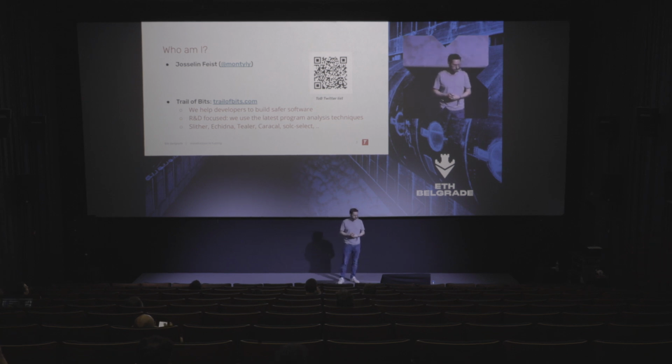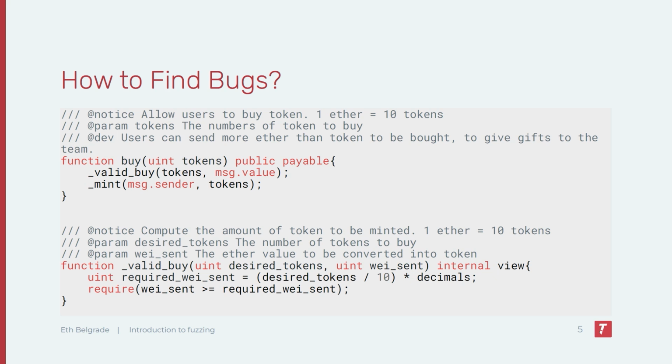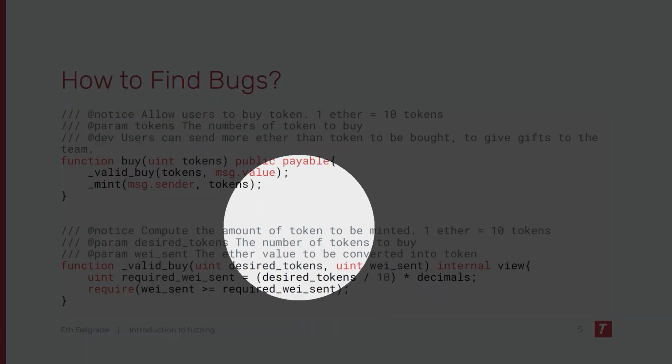you might know. But today we are going to focus on fuzzing, and we are going to see why we are using fuzzing, what it is, how to use it, and how you can use this type of technique in your day-to-day activity as a developer or security researcher. The question we are going to try to answer here is how to find bugs.